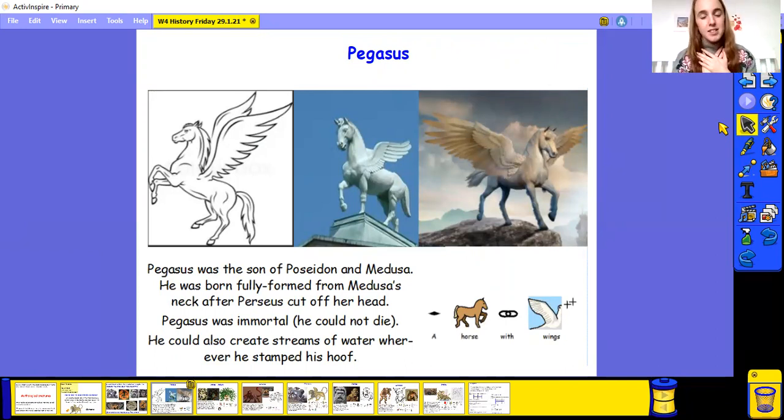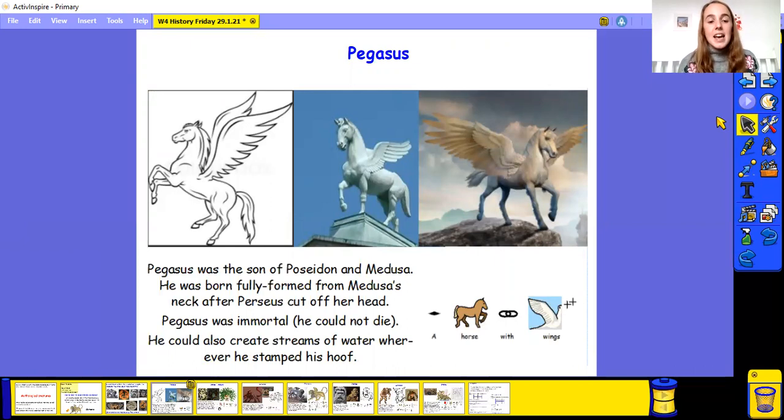And I love Pegasus. Pegasus was born the son of Poseidon and Medusa. And we know, a very strange part of the myth, he was born straight out of Medusa's neck. So when Perseus cut off her head, Pegasus came out from her blood. He was immortal. So immortal means he can't die. He also creates streams of water whenever he stamps his hoof. So if he stamped his hoof, water would come out, which is an amazing power.